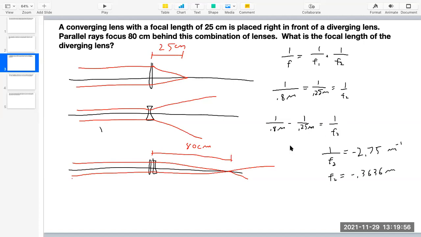Okay. Yeah, F2 is, in this example, the focal length of the diverging lens. That lens. 2, 1. The bottom is combined.